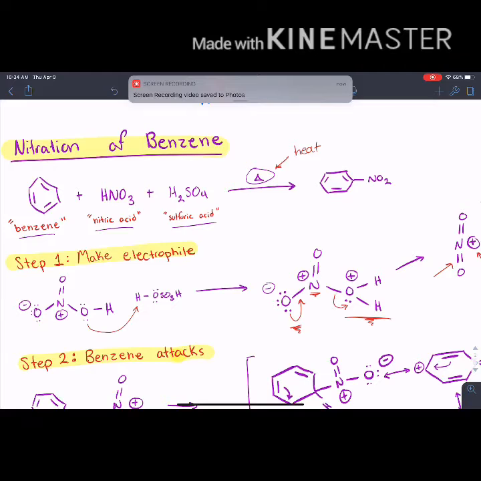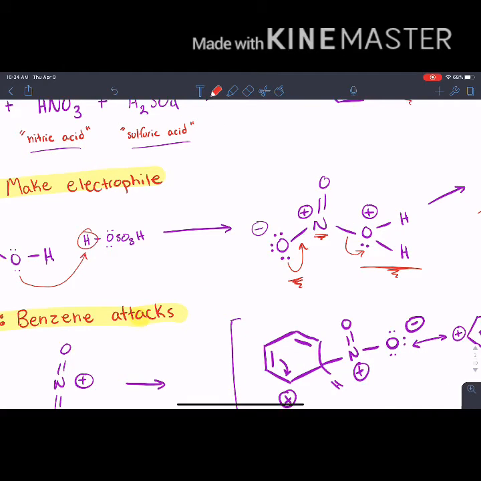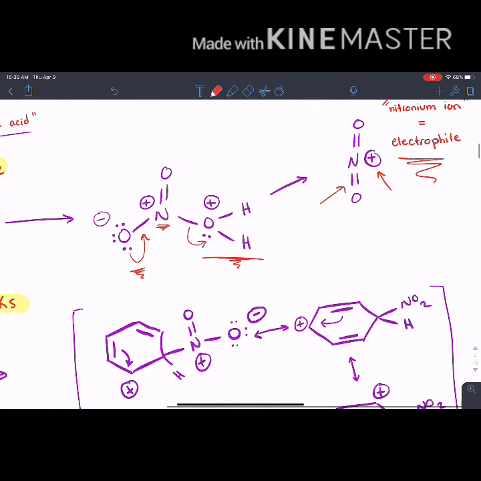Next is nitration of benzene. This is where you take benzene, add nitric acid and sulfuric acid with heat to put on an NO2, a nitro group, replacing one of the hydrogens of the benzene. So you have to first make the electrophile, in which the hydroxyl group's oxygen will attack the sulfuric acid's acidic hydrogen, as we see right here. This will create a very unstable compound where you have three formal charges, right? And that's a very unstable compound.